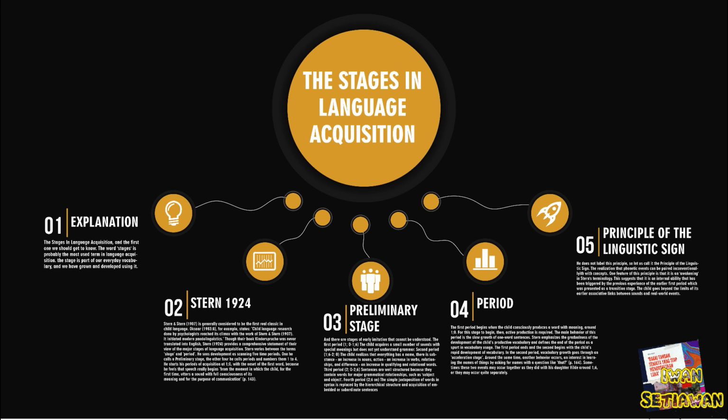And there are stages of early imitation that cannot be understood. The first period, 0 to 1, the child acquires a small number of sounds with special meaning, but does not yet understand grammar. And second period, 1 to 6. The child realizes that everything has a name, there is substance, an increase in nouns, action, an increase in verbs, relationship and difference, an increase in qualifying relational words.